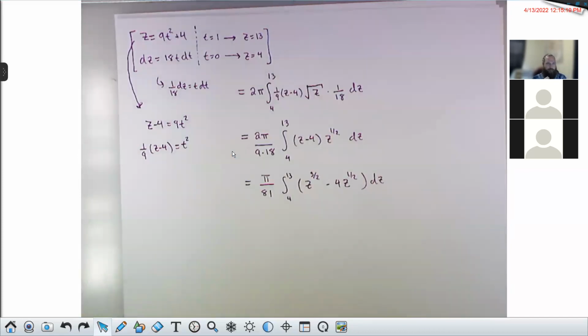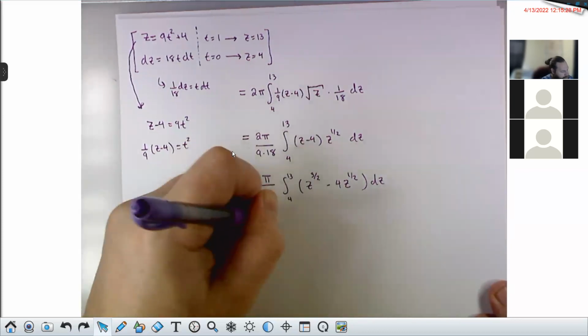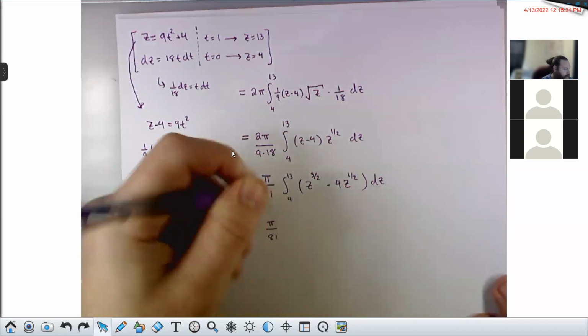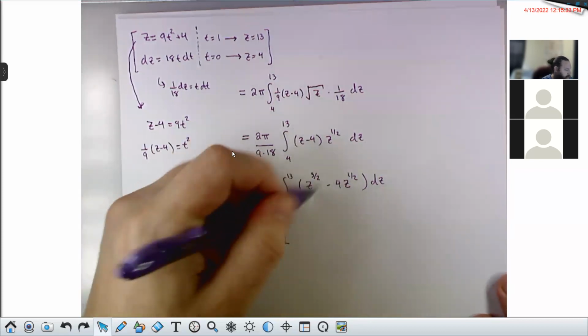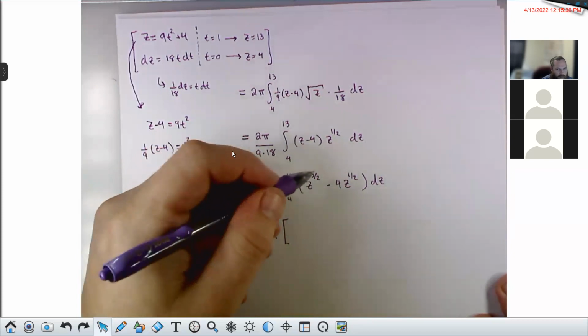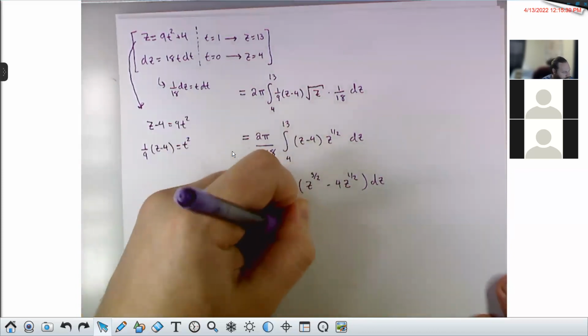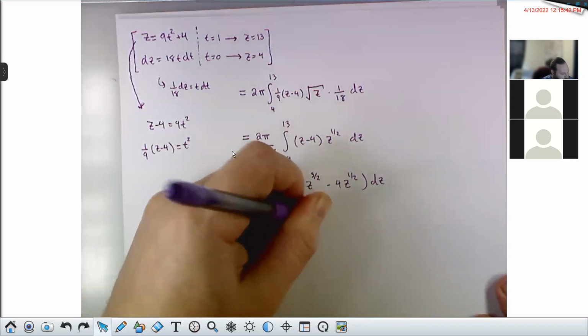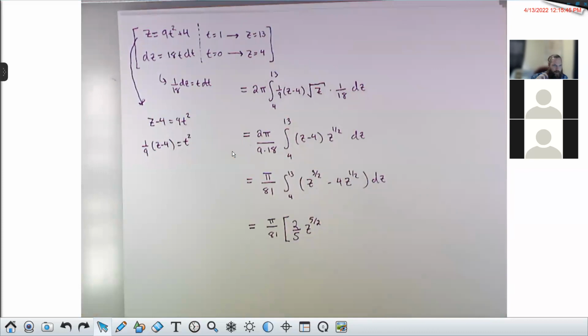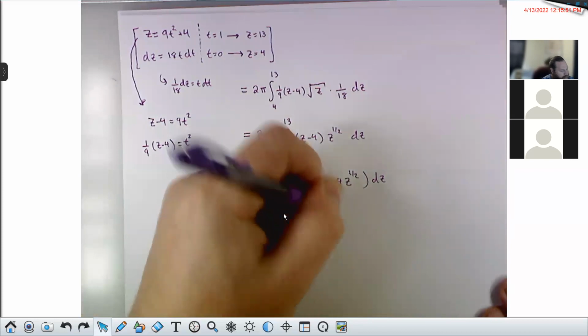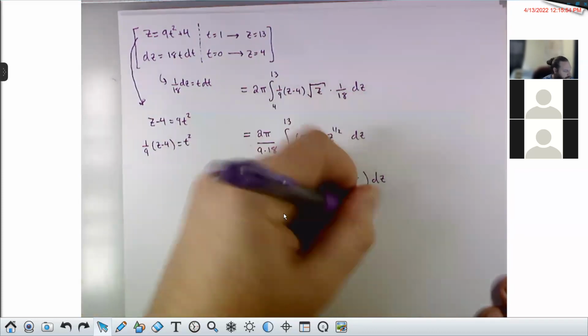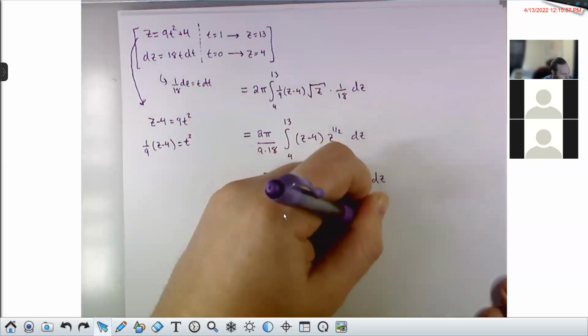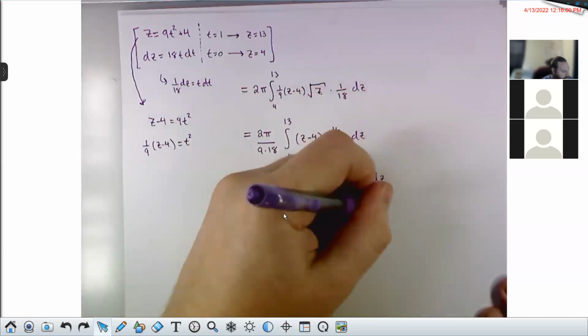DC still chilling. And now it's a power rule thing. An antiderivative for z to the 3/2, well, you add 1 to that power, that's 5/2. So it's going to be 2/5 z to the 5/2, right? Add 1 to the power, divide by the new power. We've seen so much of this. And then minus 4 times, if I add 1 to 1/2, I get 3/2. So that's going to be 2/3 z to the 3/2.